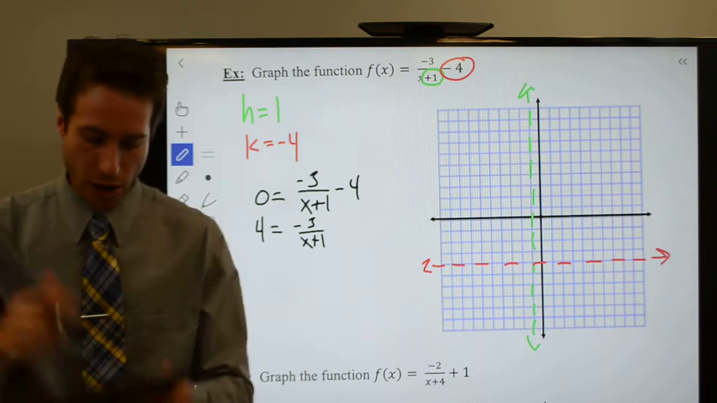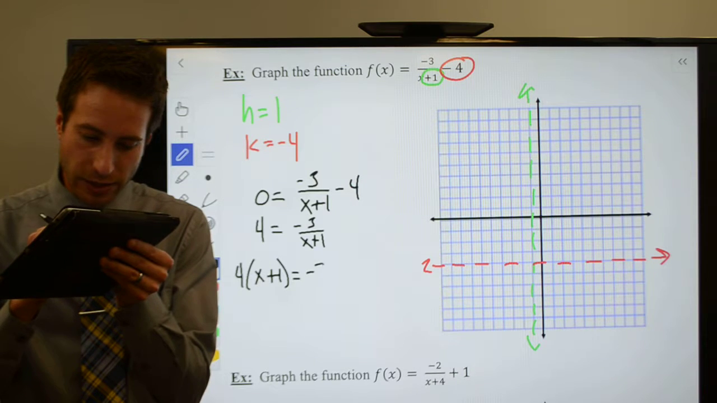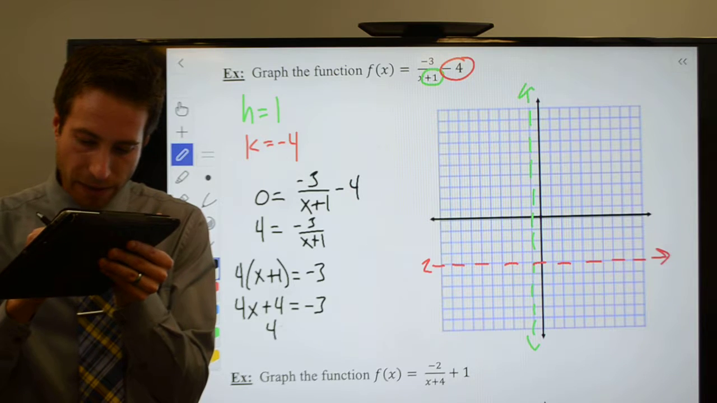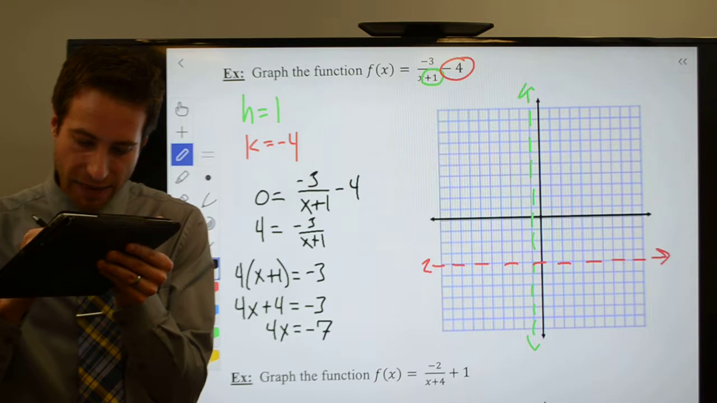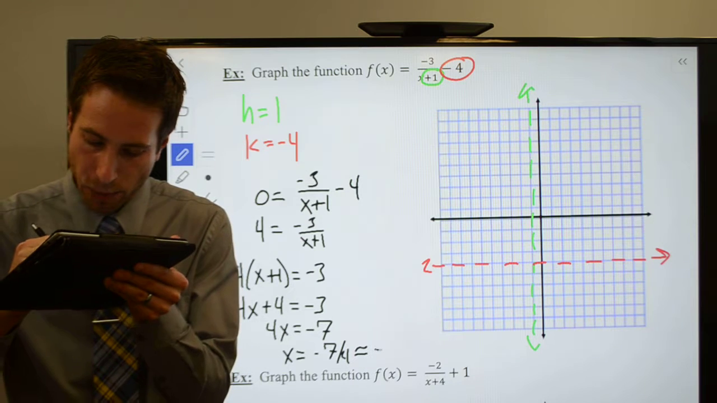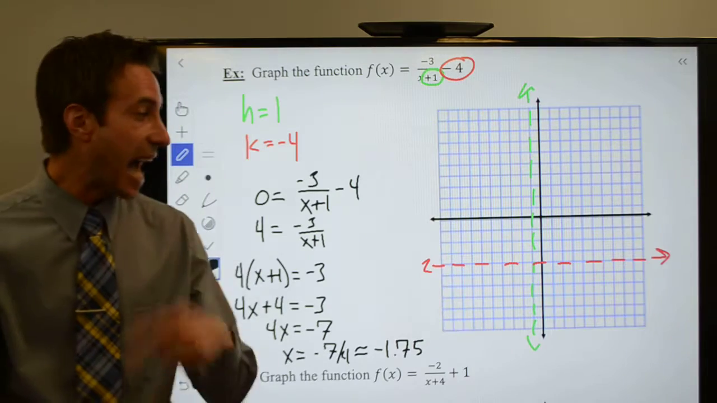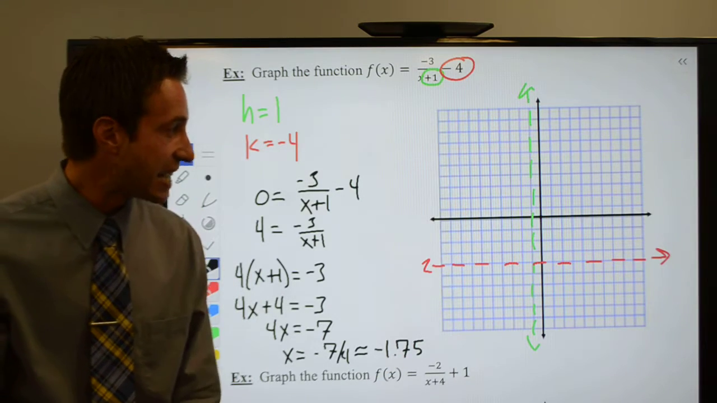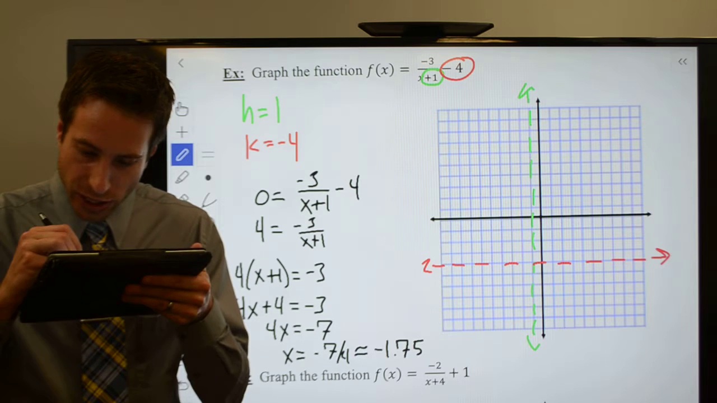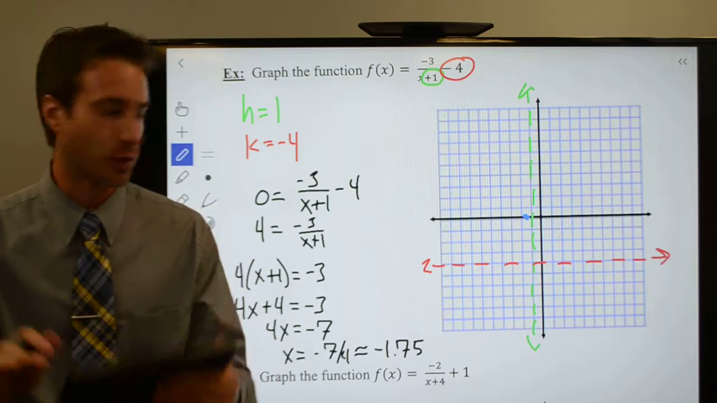Multiply the x plus 1 over. Don't forget the parentheses because I'll need to distribute the 4. 4x plus 4 is equal to negative 3. 4x is equal to negative 7. x is equal to negative 7/4. Again, as a decimal, that's going to be negative 1.75. So here's what I know. I know that I cross the x-axis at negative 1.75, which is right about there. Again, you're guesstimating. It's really, really close.